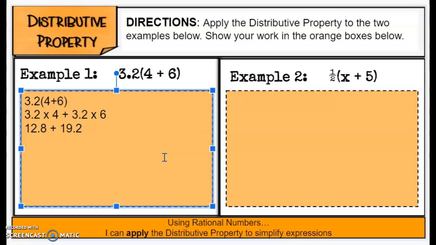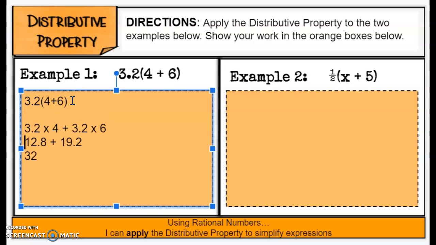I'm going to add 19.2 plus 12.8, and I'm going to get 32. So I ended up with the same answer that I had before had I just added the 4 plus 6 equals 10 times 3.2. The reason I'm walking through it this way, let me separate these out so you can see these steps, is so that you can see how distribution works. So if I put these in parentheses, you might be able to see them a little bit better.